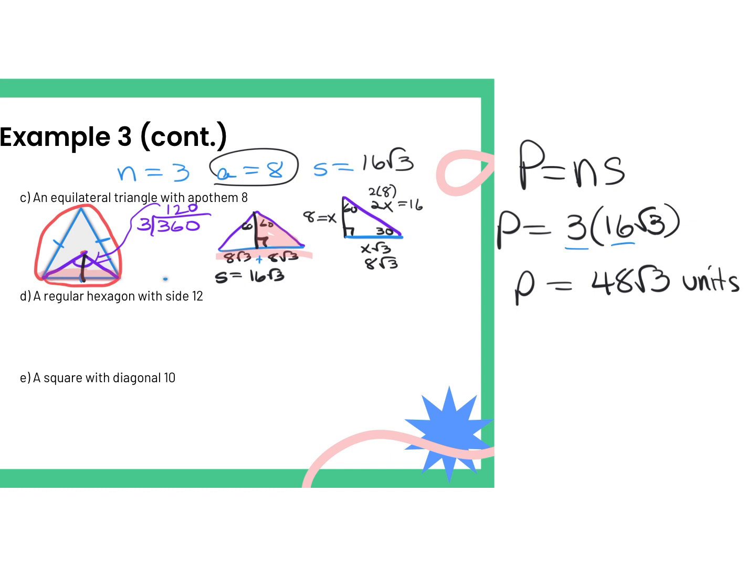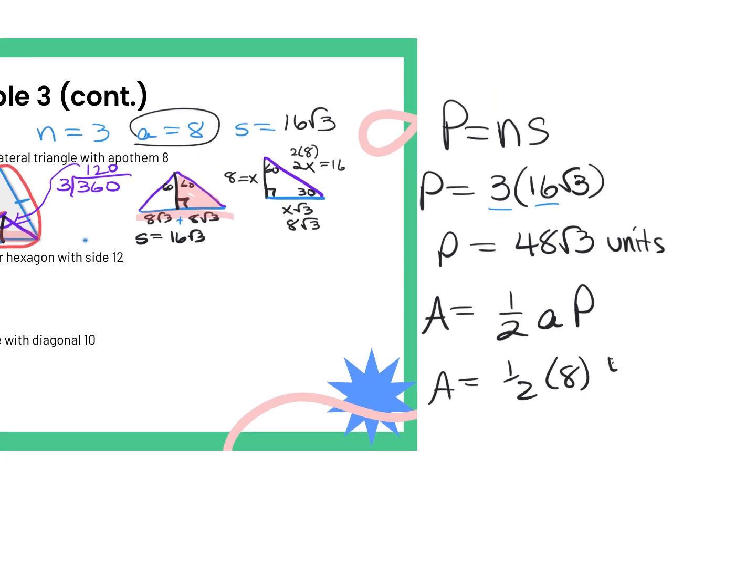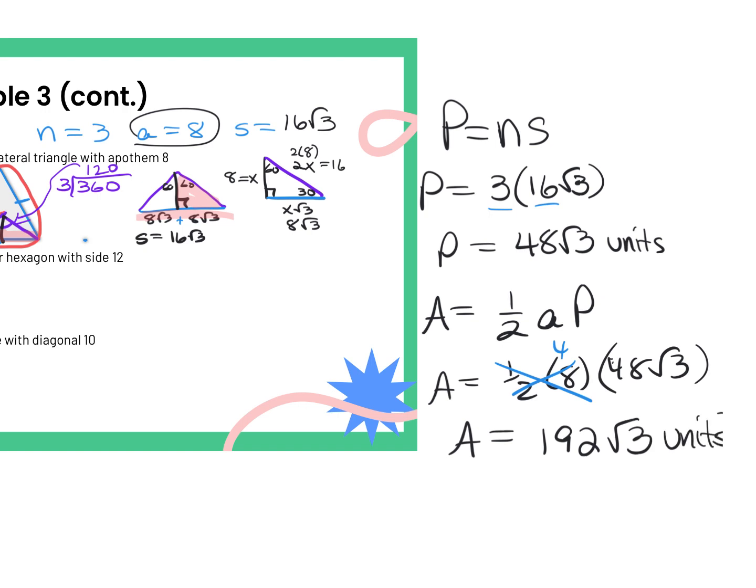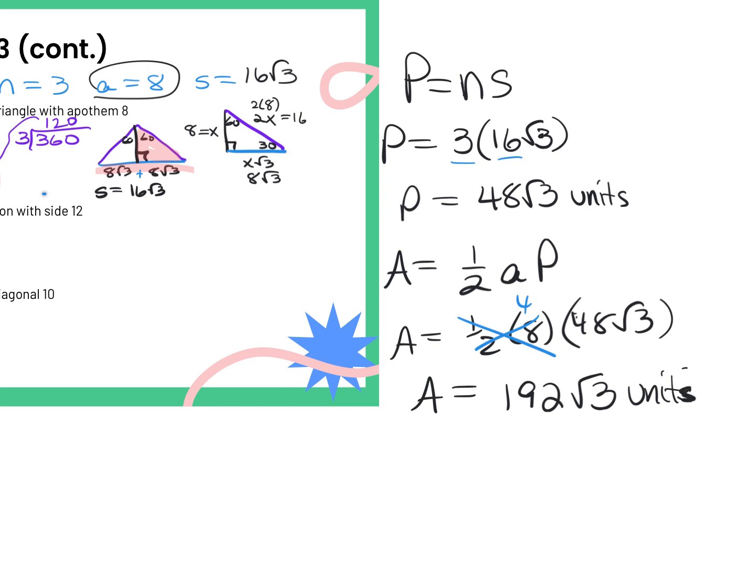Now to find the area. Now that I have the perimeter, I can just use the formula 1/2 AP. So again, plug in. My apothem was 8. My perimeter is 48 square root 3. Again, I could take half of 8, make this a 4, and now just multiply 4 times 48, and you get 192 square root 3 units squared. Again, you're going to be leaving it in simplest radical form whenever you're able to use the special right triangles.